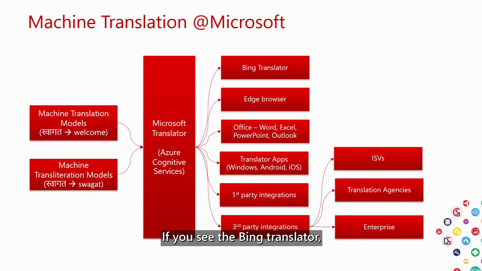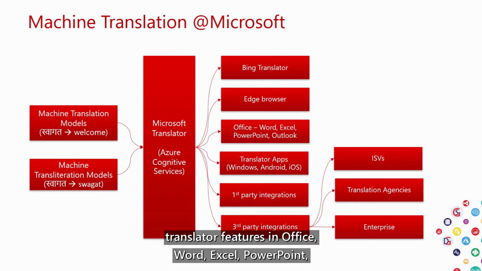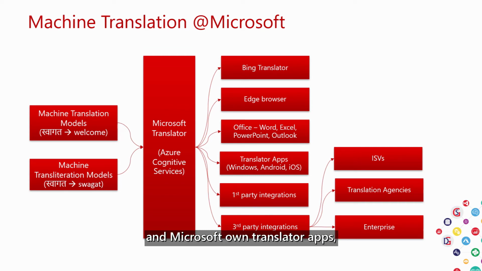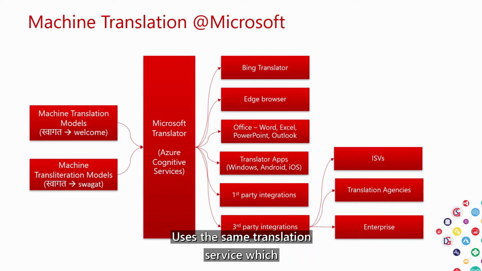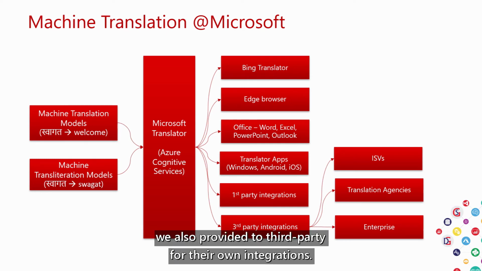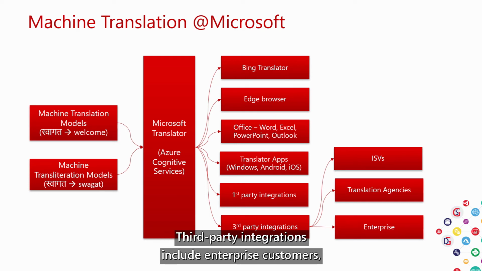If you see the Bing translator, the translator functionality in Edge browser, translator features in Office, Word, Excel, PowerPoint, and Microsoft's own translator apps, and several other first-party integrations, including Teams, uses the same translation service, which we also provide to third-party for their own integrations. And third-party integrations include enterprise customers, translation agencies, and ISVs, and many more.